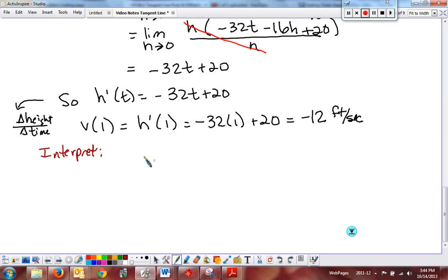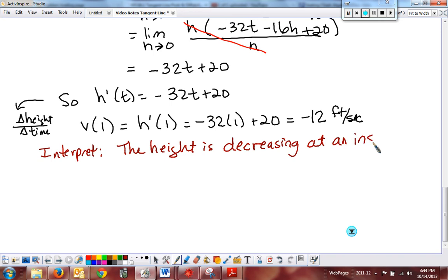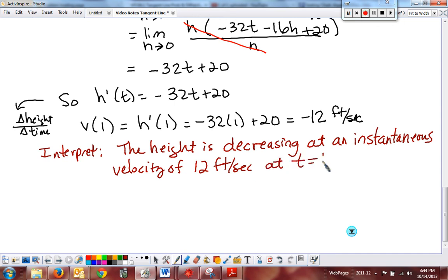So what we want to make sure we get in when we do this interpretation is that we want to know, first off, again, we're talking about the height. The height is, and then look at negative 12 feet per second, so it is decreasing at an, and this is kind of overkill, but I like to overkill just to make sure, instantaneous velocity of 12 feet per second. Notice I don't put the negative in because I already took care of that. It's decreasing at an instantaneous velocity of 12 feet per second at t equal to 1 second.